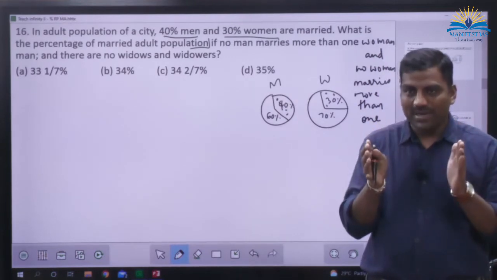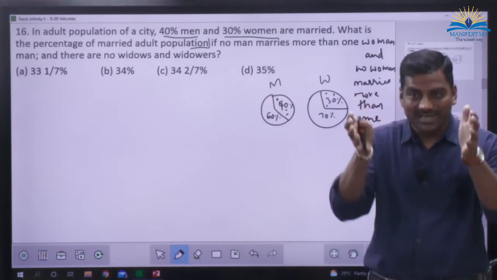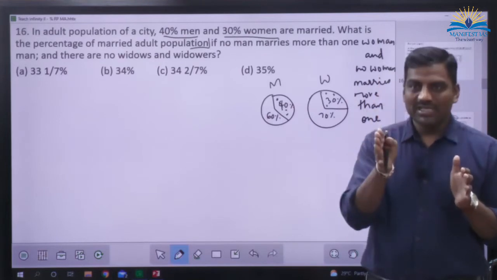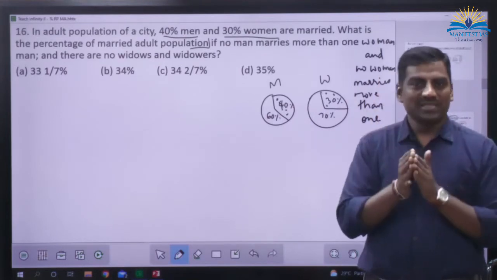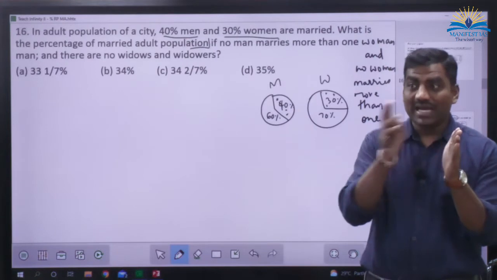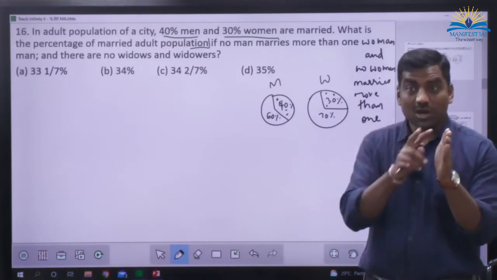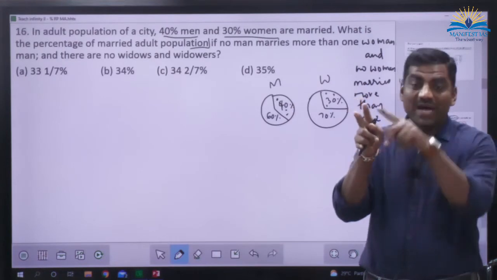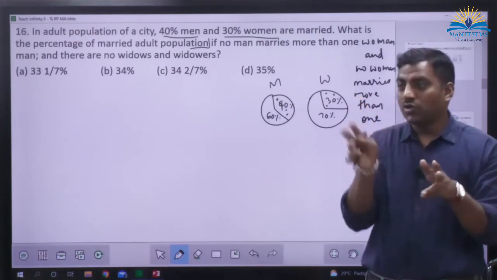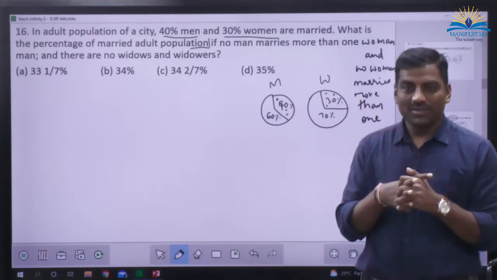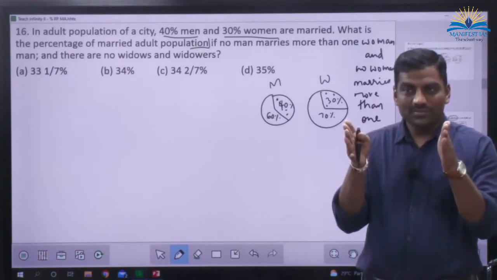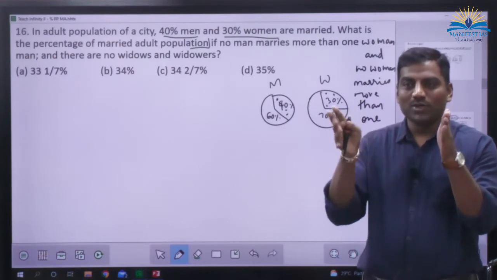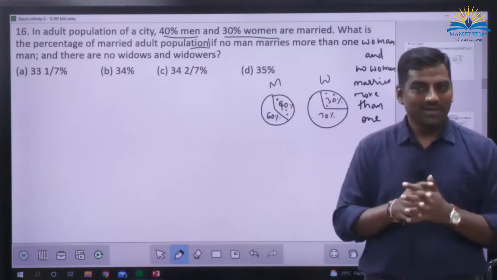If marriage has happened, that marriage has remained intact. Husband is also present, wife is also present. And one husband doesn't have two wives, so counting would have been difficult. One wife, if had two husbands, then also the counting would have been difficult. Here simple, the married men is equal to married women. Getting my point?